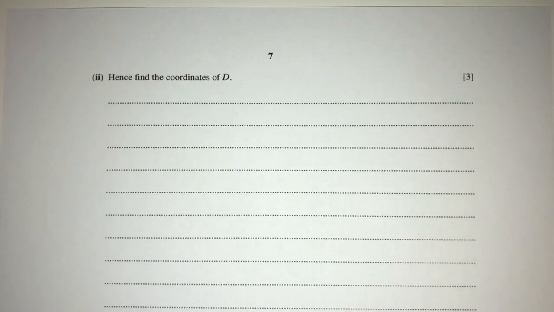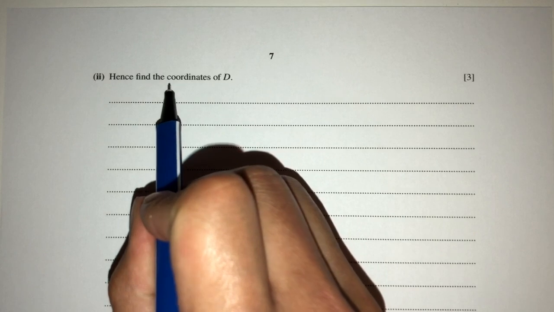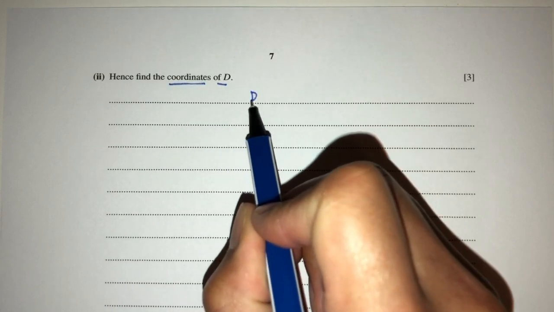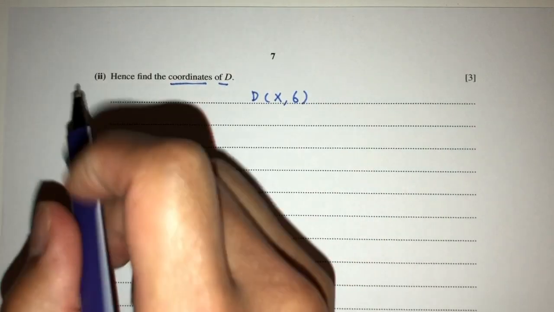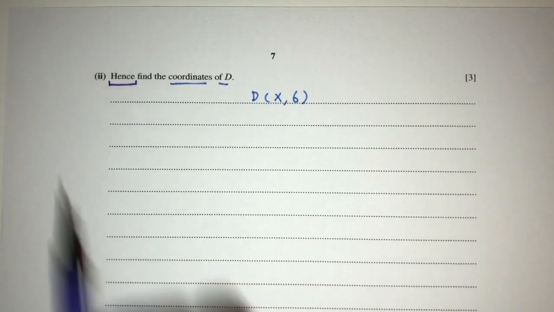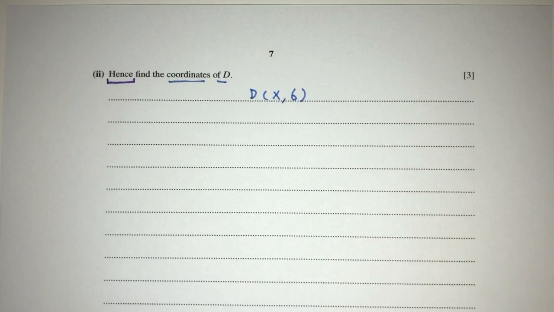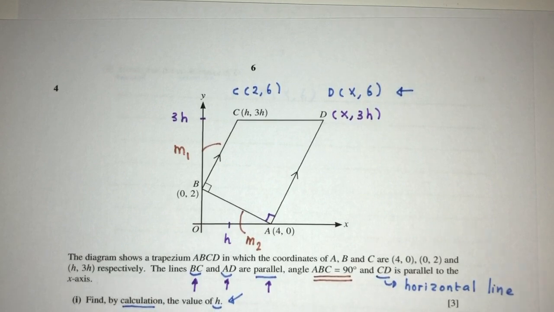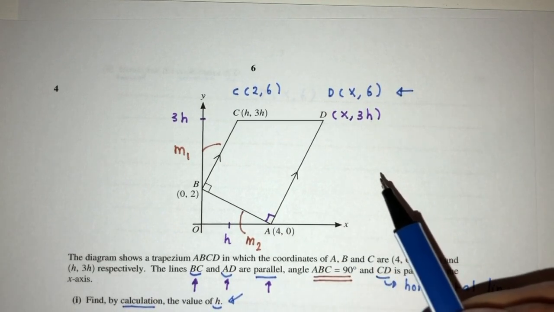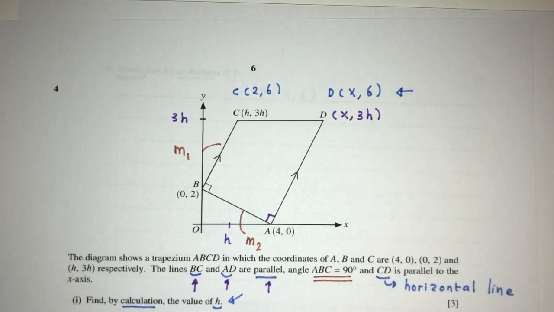Now for part 2, we have to find the coordinates of D. So D right now we know is x, and here we have 6. Now whenever you see hence, it means we have to use the previous answers to help us find that. But the best way, of course, is to look at the diagram. So what do we realize from this? One thing we can do is use the same thing again, or we can use a different approach if you want.